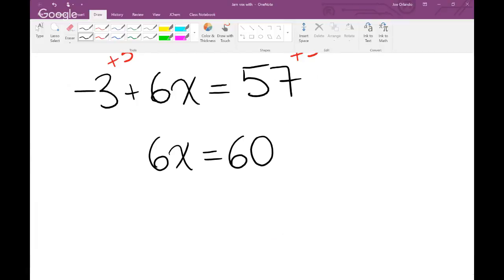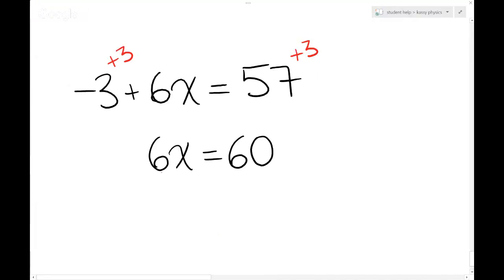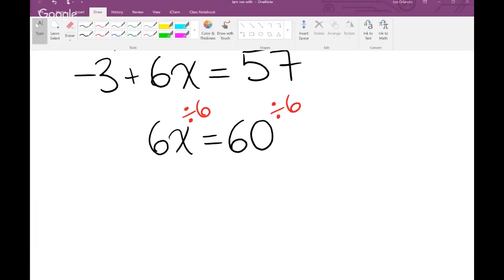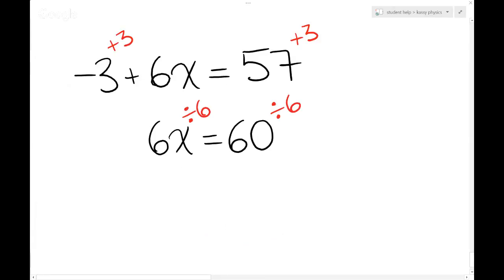Now, we have to get rid of the 6. And the 6 is being multiplied by the x. So if we want x by itself, right now it's being multiplied by 6. The opposite of being multiplied by 6 is dividing by 6. And what I do to one side of an equation, I have to do to the other side of an equation. Well, 6 divided by 6 is 1, so we just have 1x. We write that just as x. And 60 divided by 6, well, that's 10.